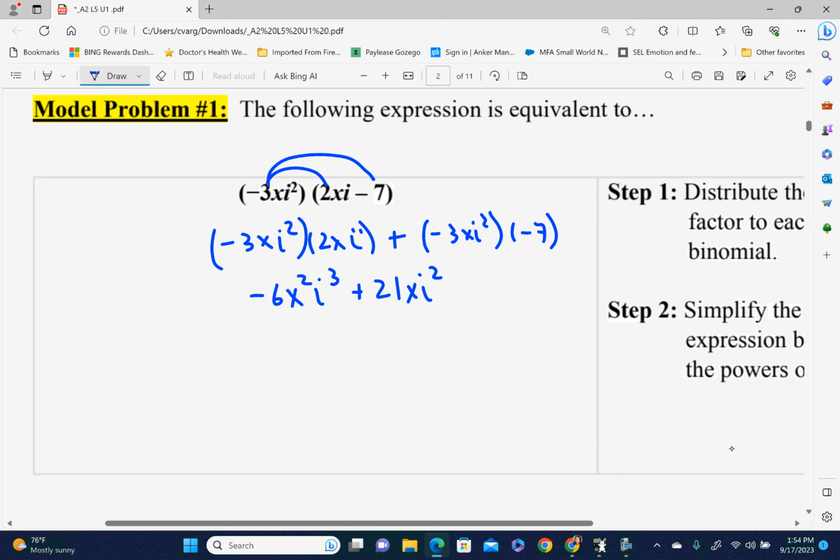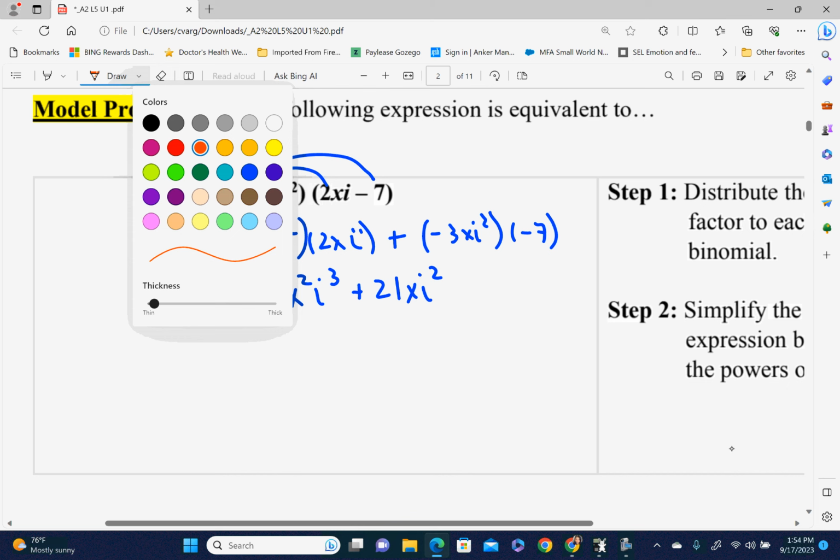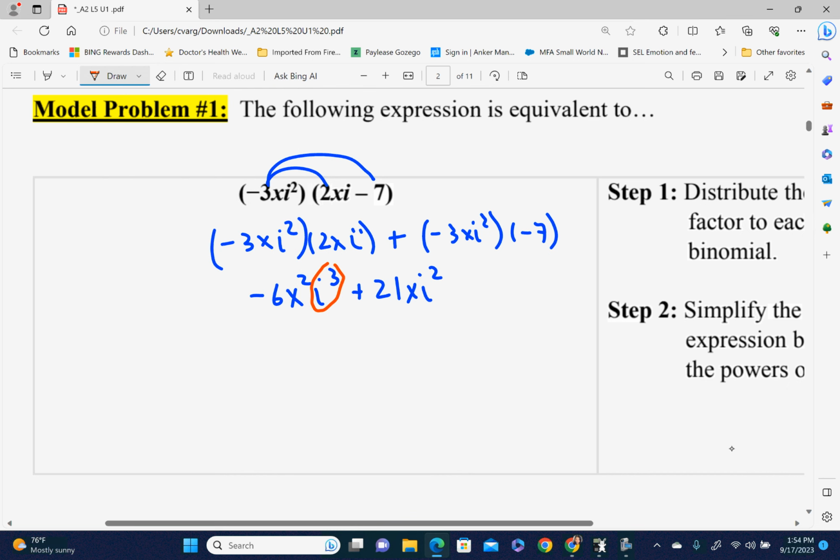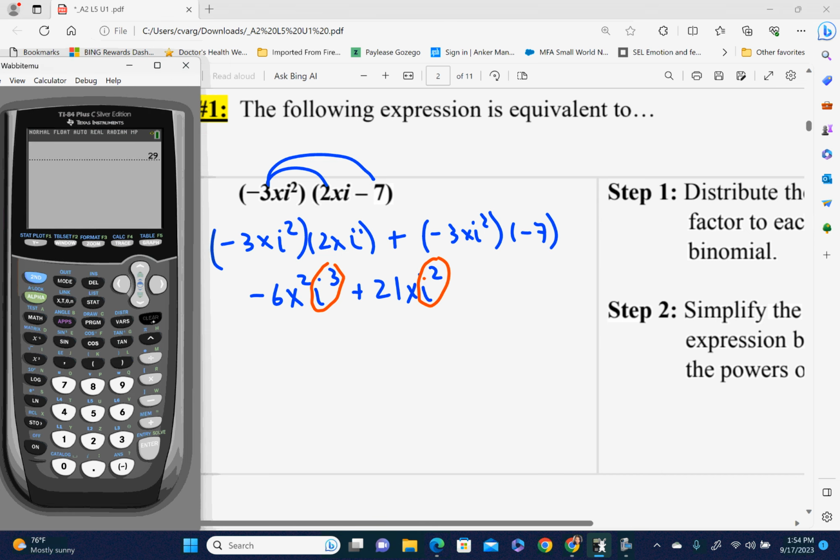Okay. So now, we talked about this just to make sure that we are good with this. I'll put this in bright orange. I squared and the i to the third, those two can be simplified. So let's go ahead and take our calculator here. I is right here above the decimal point. So if I go i to the third power and I hit enter, I'm going to get negative i.